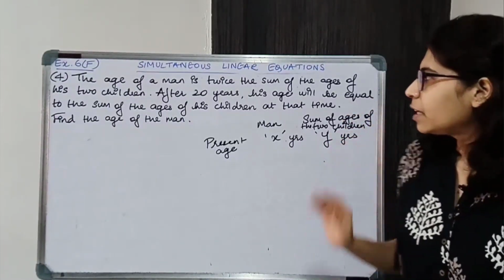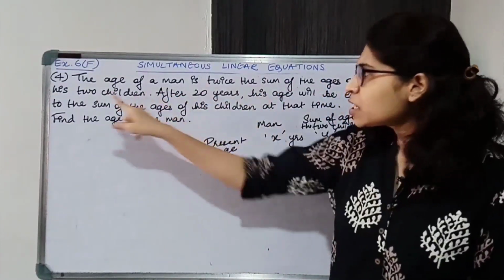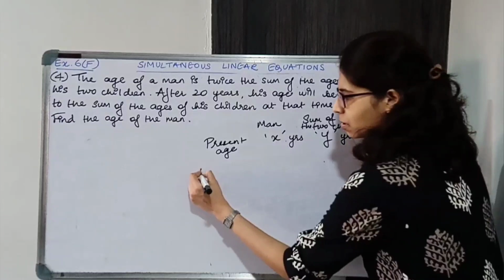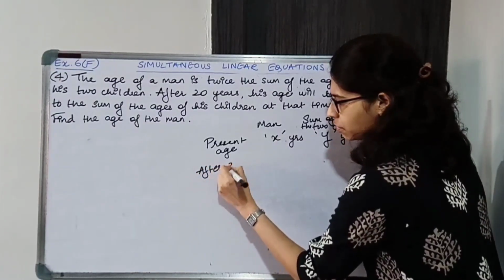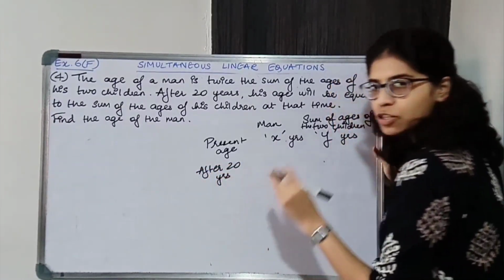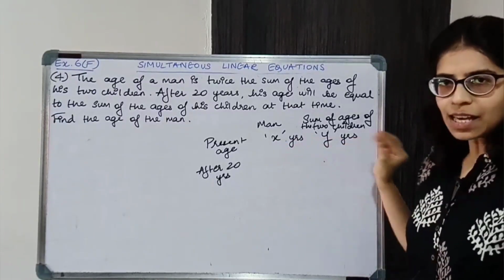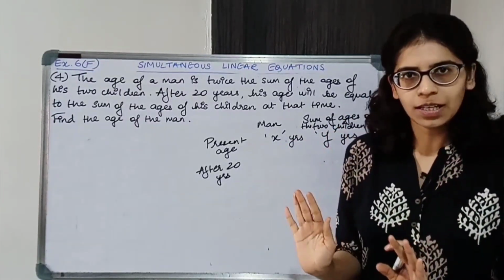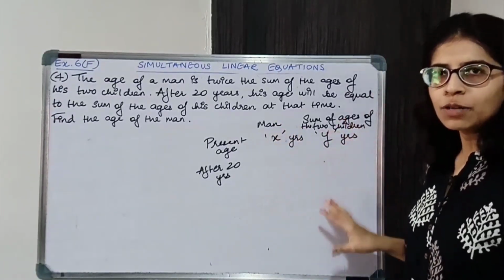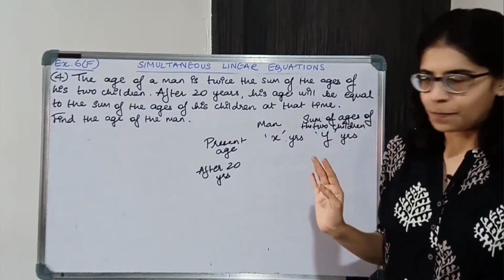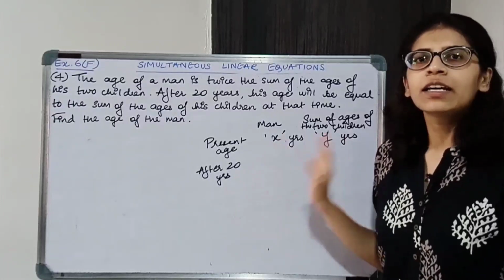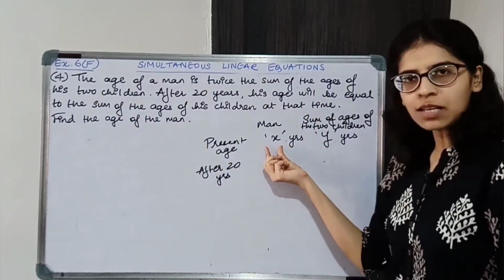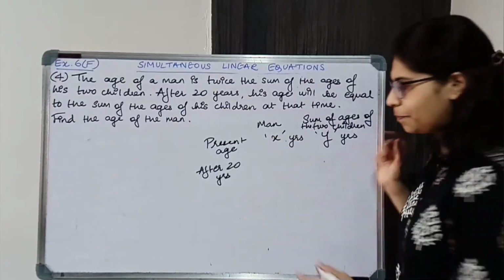Okay. Now this is for the present condition. After 20 years, students, first we are seeing what the ages will be presently and after 20 years, then we'll frame the equations. First let us form a proper table of the ages. After 20 years, what will the man's age become? It will increase by 20 years. Presently it is x, it will become x plus 20.